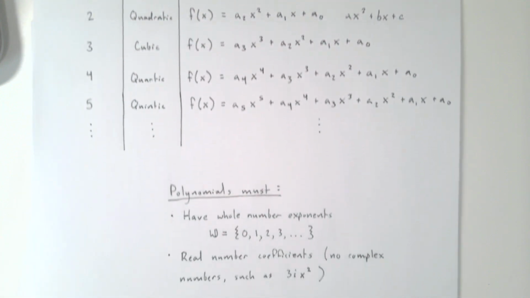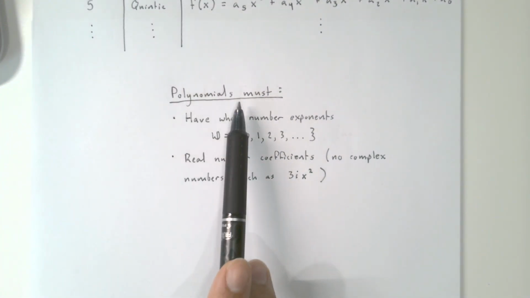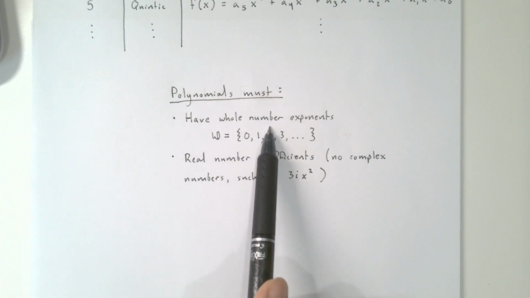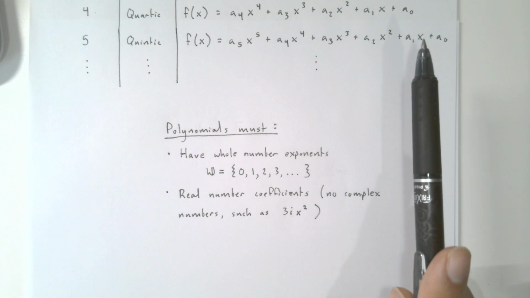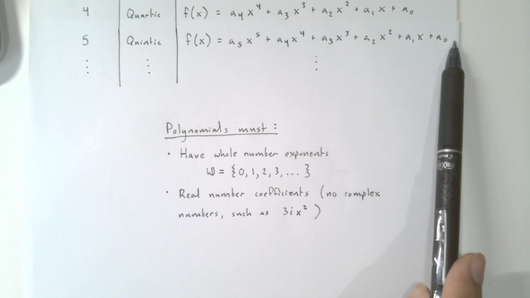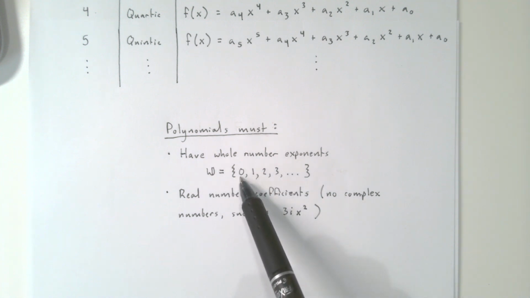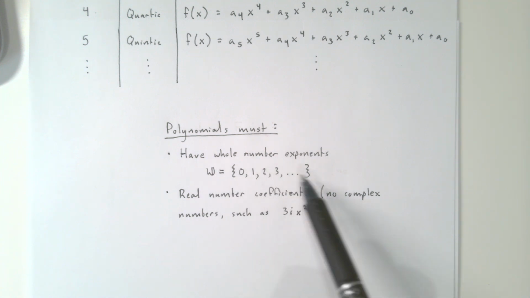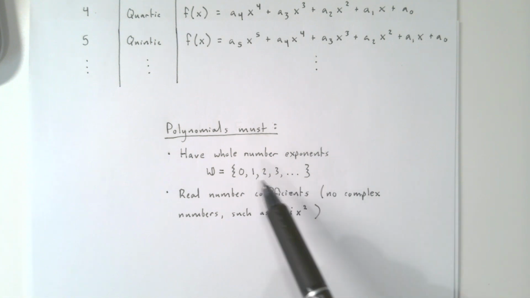Something to note before I get started: for polynomials, they must have whole number exponents. As mentioned up here, we actually have an exponent of 1 and an exponent of 0 over here. But we have to have whole number exponents: 0, 1, 2, 3, and so on for as many numbers as we need.